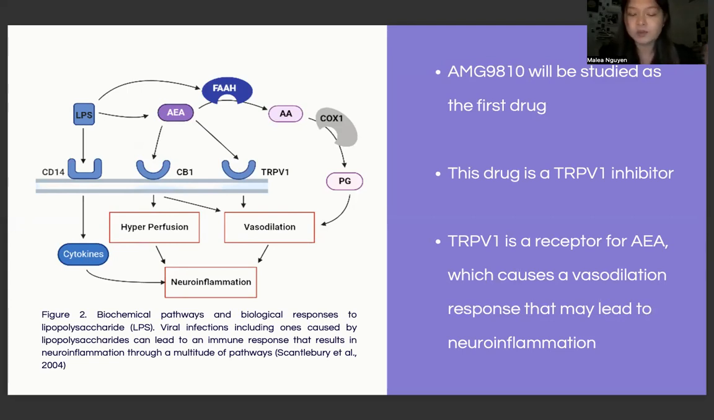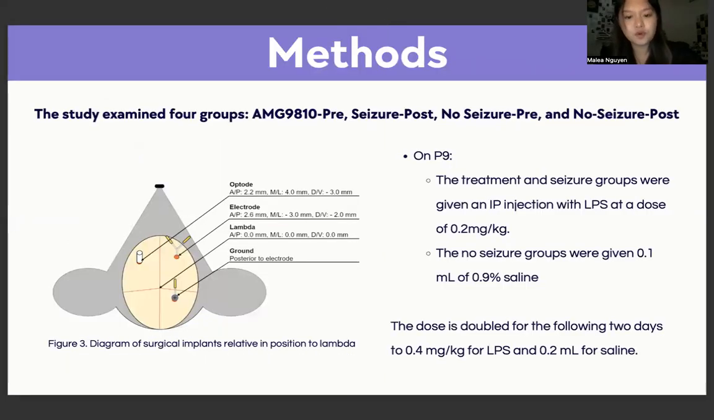AMG 9810 will be studied as the first drug, and it is a transient receptor potential vanilloid 1 or TRPV1 inhibitor. TRPV1 is a receptor for anandamide, which causes a vasodilation response that may lead to neuroinflammation. The study examined 4 groups: AMG 9810 pre, so my treatment group, seizure post, no seizure pre, and my no seizure post group. At postnatal day 8, or P8, an electrode and optode are surgically implanted into the dorsal hippocampus to measure the EEG and the oxygen levels, respectively.